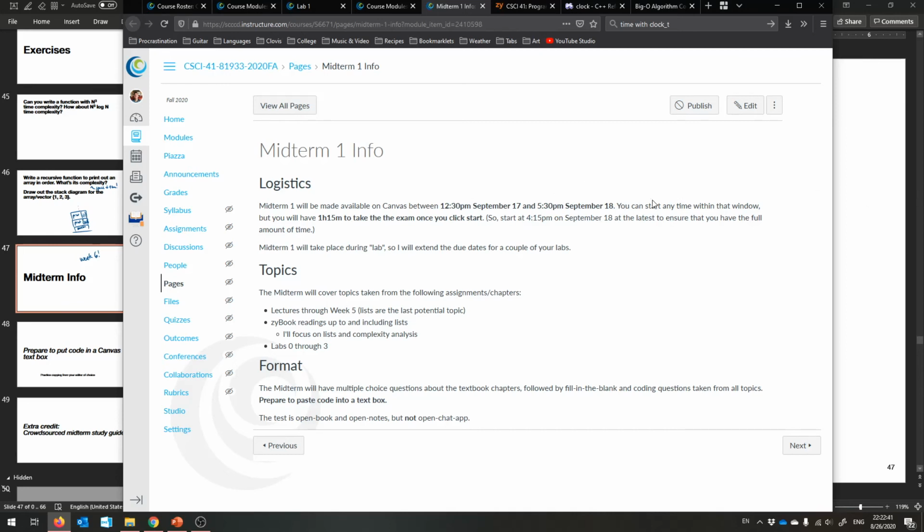You can start at any time within that window. It's over a 24-hour window. But this is the caveat. You have to take it during a normal amount of class time. So once you click start, have your water bottle ready, have your computer ready to go. It'll start counting down an hour and 15 minutes. Okay? So make sure to start before 4:15 on the 18th if you're going to take it then.